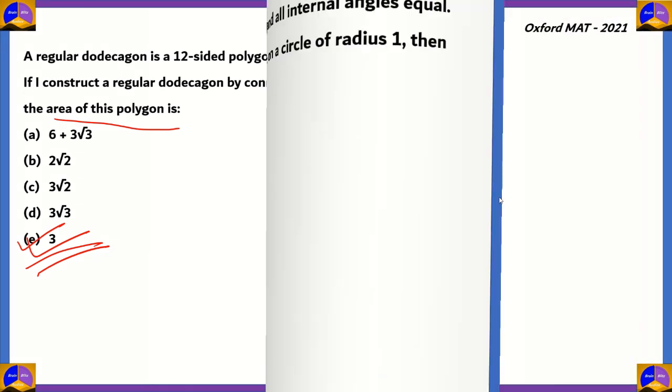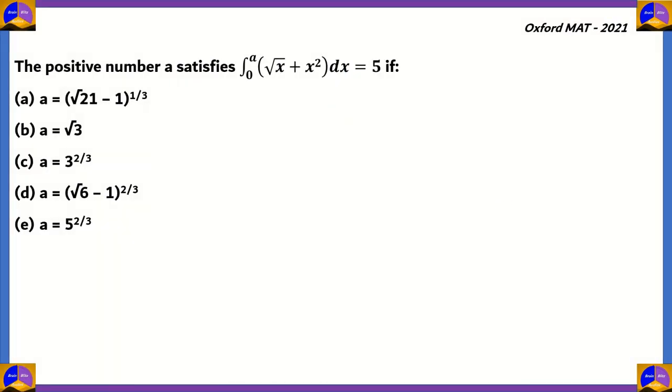Now let's move on to the next question. The positive number a satisfies the given equation if the value of a is one of the 5 options. Now the given equation that we have is integral 0 to a under root of x plus x squared the whole dx equals 5.